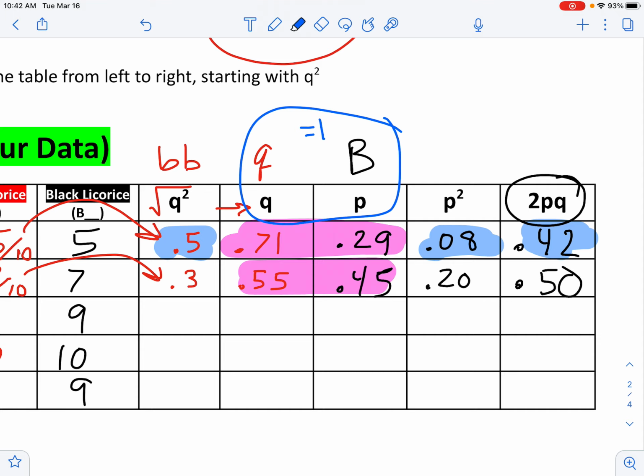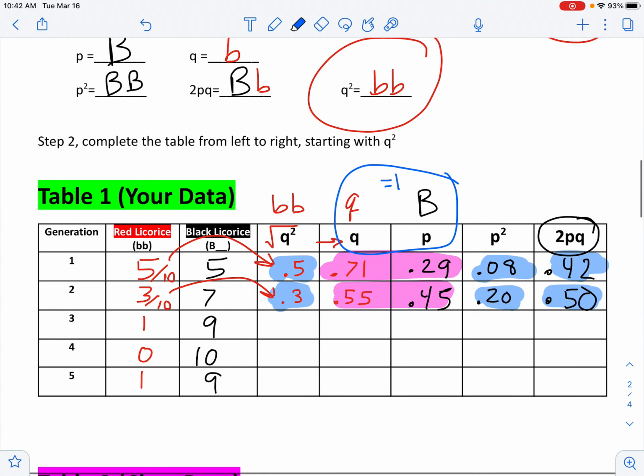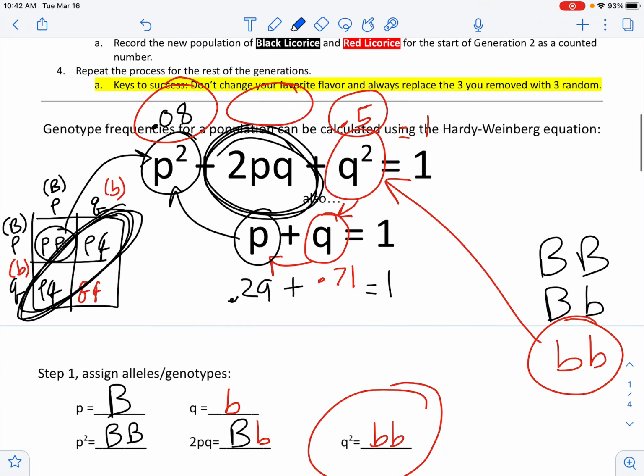So again, this Q squared plus P squared plus 2PQ equals 1. So that's what you're doing as you're filling out this column here. Hopefully the chart helps you.